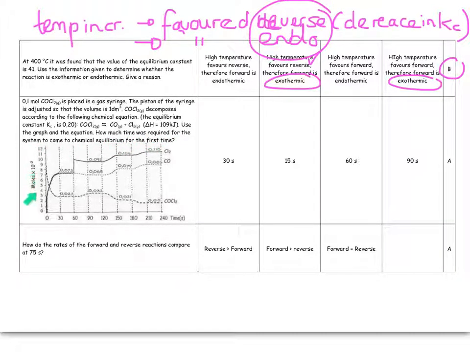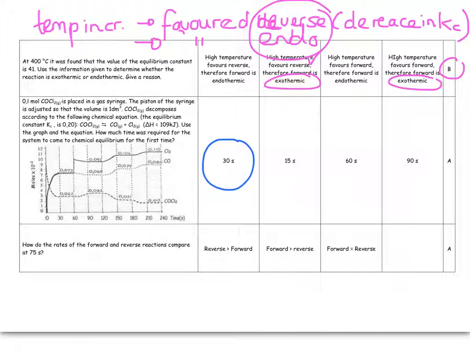If I've got moles on the left-hand side of the axis, on the y-axis, equilibrium is when the number of moles remains constant. So the first time it remains constant is at 30 seconds. How do the rates of the forward and reverse reactions compare at 75 seconds?